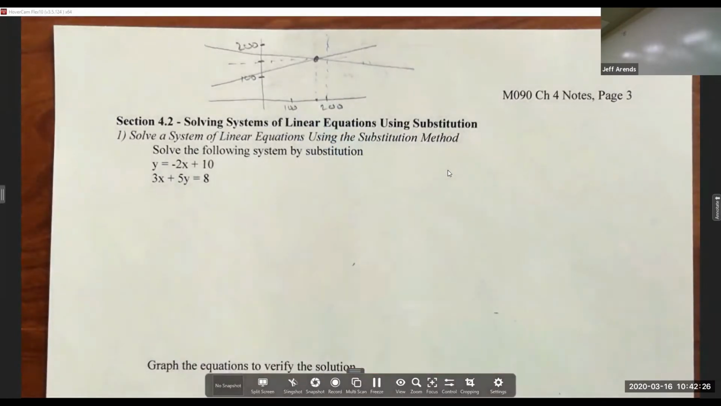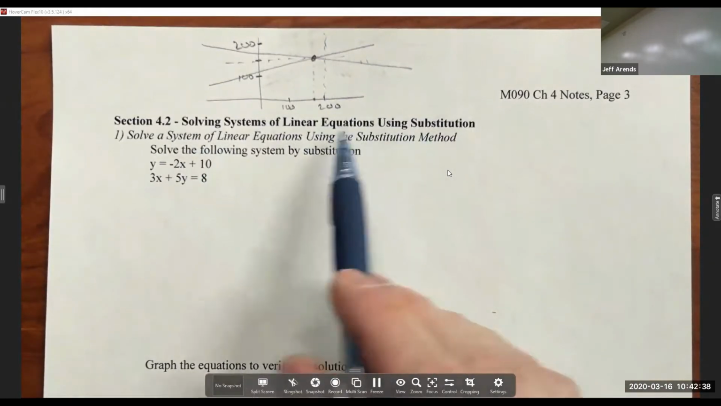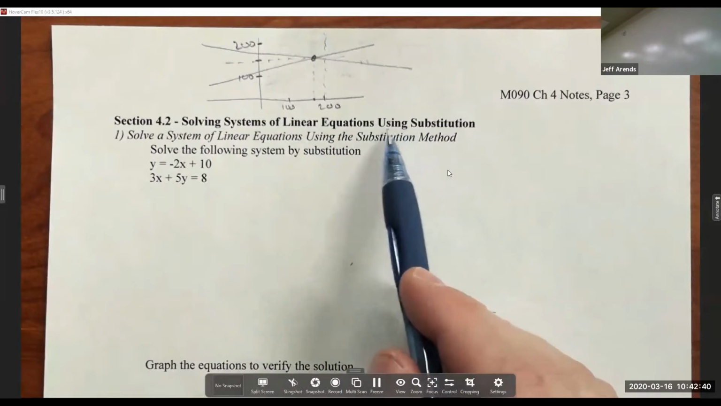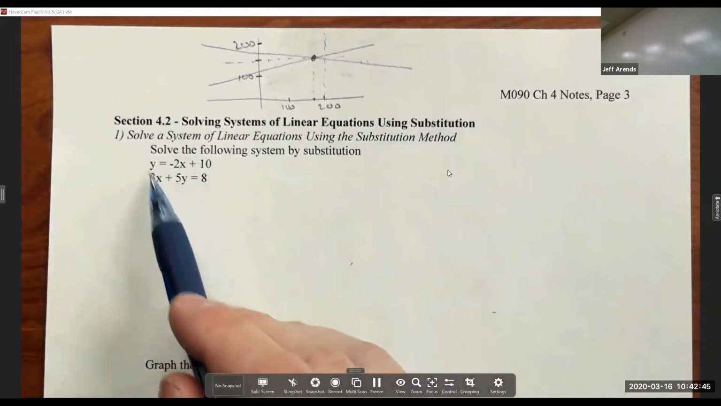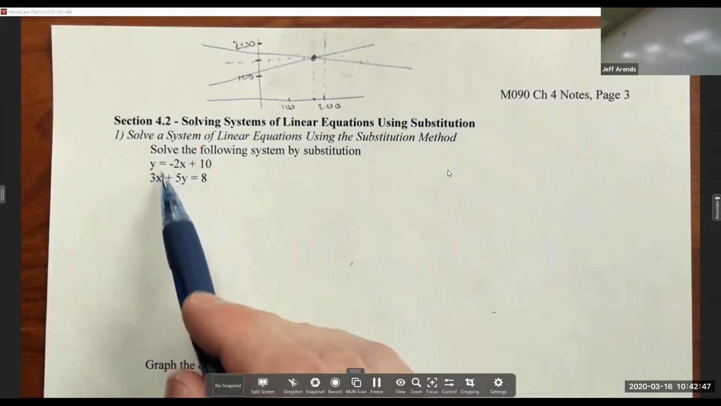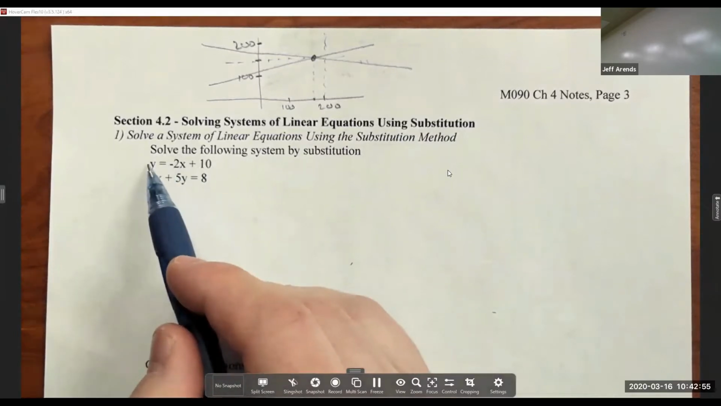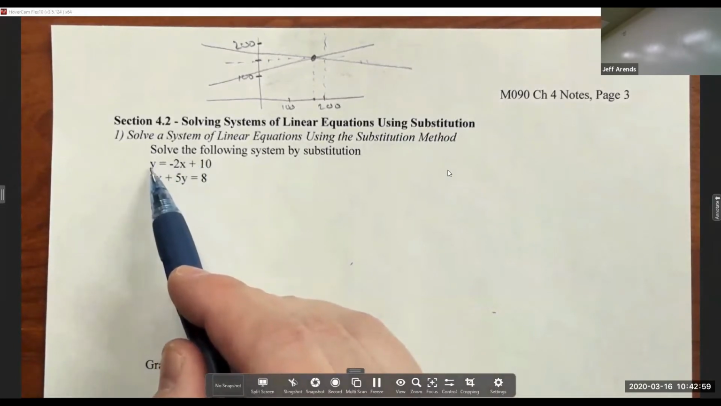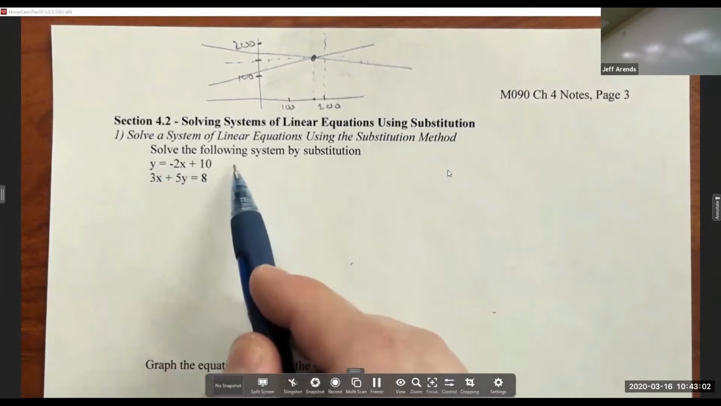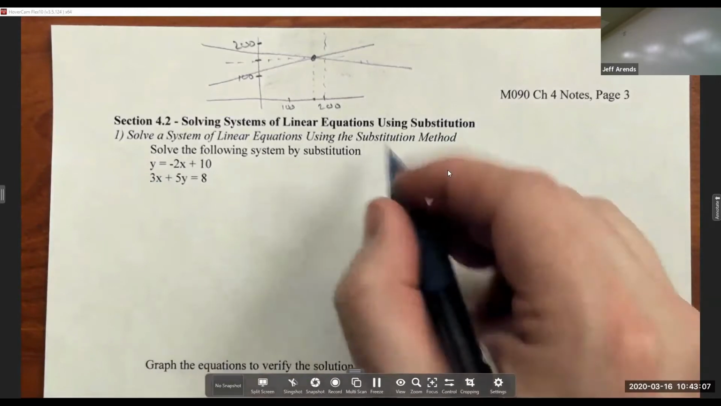So let's think about a different way we could do this. The first technique, I suppose you might call it, to solve a system of equations is called the substitution method. And the substitution method works like this. If we have our two equations, you'll notice one of these equations happens to be in slope-intercept form. It doesn't have to be slope-intercept form, but for the substitution method we want at least one of the equations to read one of the variables equals something else. So one of the equations needs to be solved for a variable.